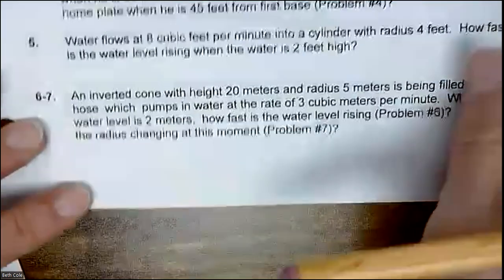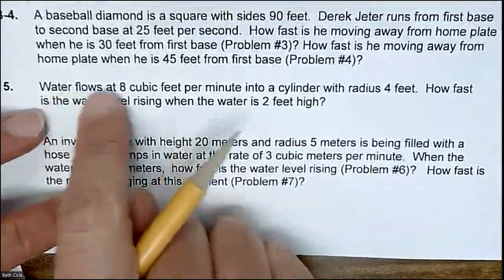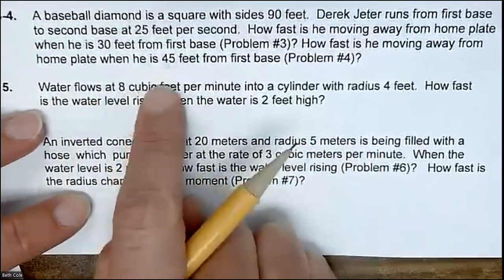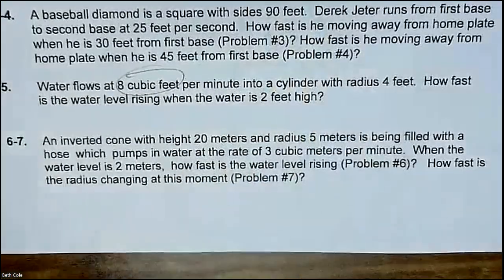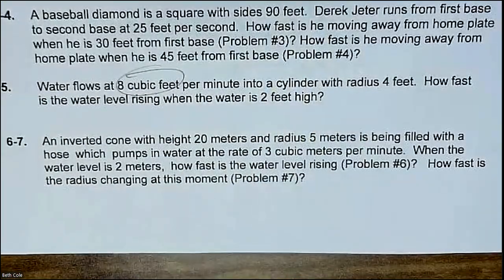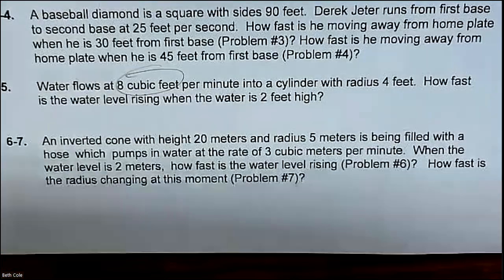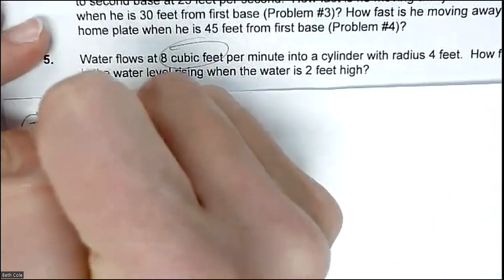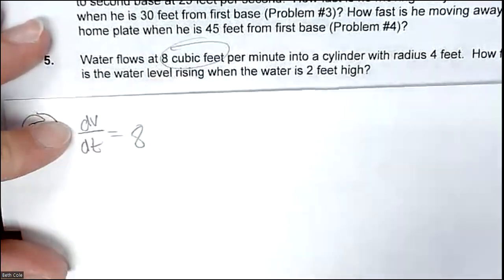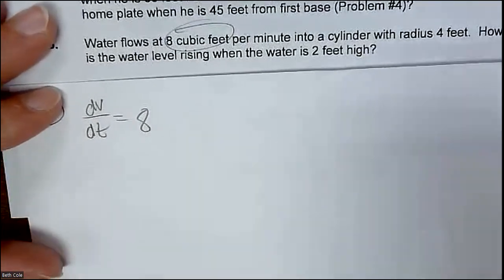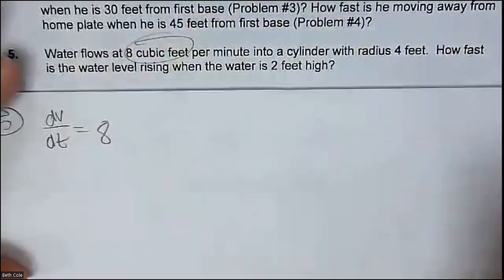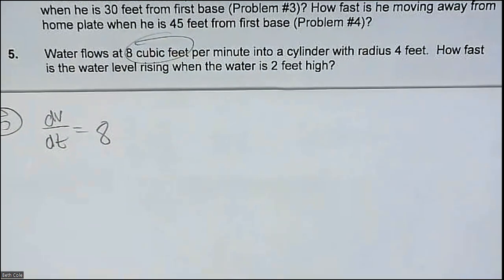Water is flowing, read, the units will help you. So go ahead and erase the board. Water is flowing at 8 cubic feet per minute. So what does that tell you? Volume. Very good. And it's a rate of change for volume. So how will I label that? Good, dV dt. And will it be positive or negative? It is flowing into a cylinder. So the cylinder is filling up. Pretend you're filling up a cup with water. So positive 8.